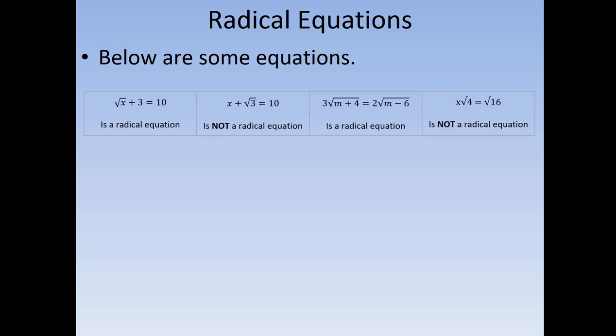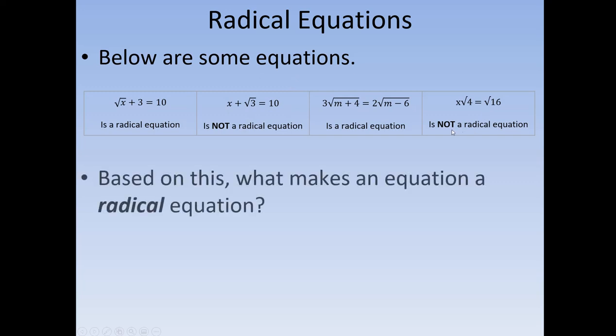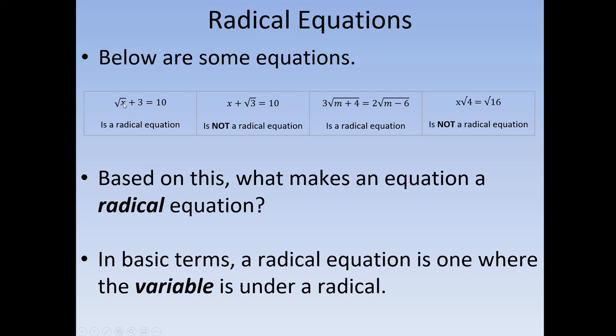Here are some equations. Now, some of these are radical equations, like this first one and the third one, while some aren't, like the second and fourth. And I want you to think about, what makes an equation a radical equation? If you look here, it's not just the fact that it has a radical, as all of these have radicals, but it's when there is a variable underneath the radical.